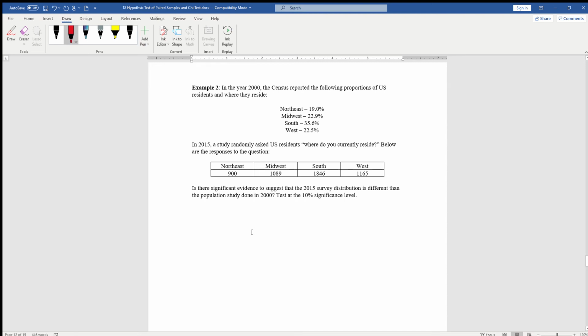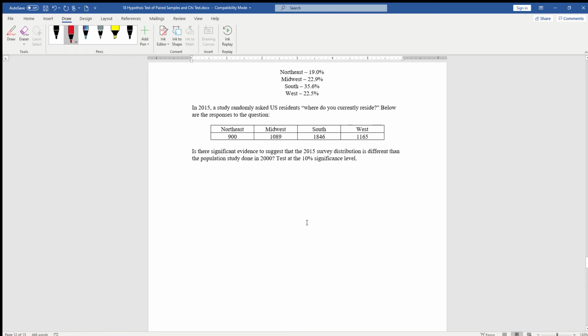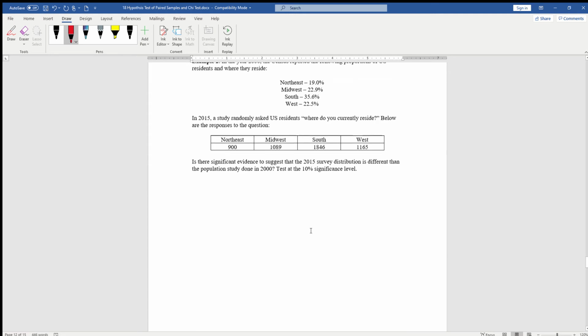So a second example of being able to utilize the chi-square test to do one of these types where we determine if a sample proportion is the same as a population proportion distribution. In the year 2000, the census reported the following proportions of U.S. residents and where they reside. In 2015, a random study of U.S. residents asked, where do you currently reside? And below are the results. Is there evidence to suggest that the 2015 survey distribution is different than the population study done in 2000, tested at the 10% significance level?